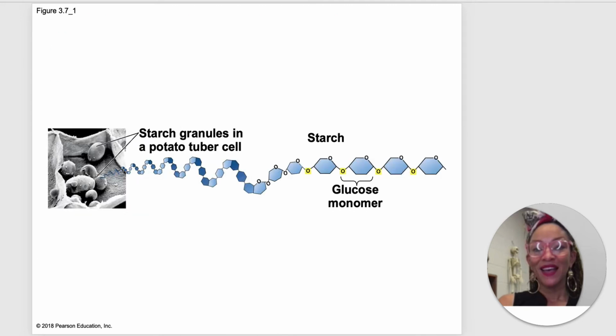For example, you have starch here in the potatoes. If you've ever heard of starchy vegetables, these are just really long chains of glucose monomers. Glucose is kind of like the basic sugar, and our body loves glucose because it helps to make energy for our bodies. Remember, monomer is just one, and these are many, many glucose molecules attached together.